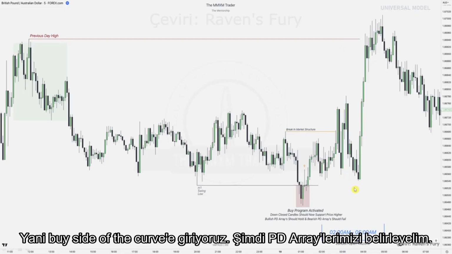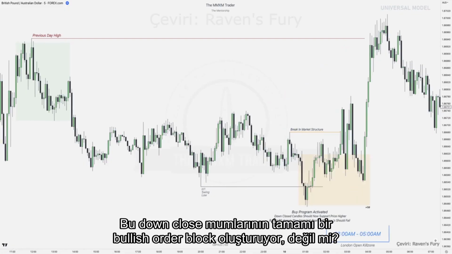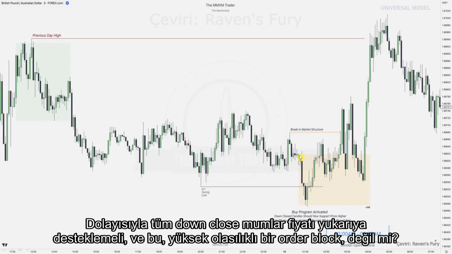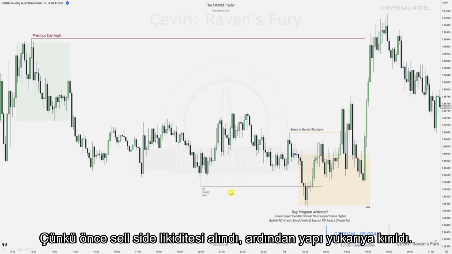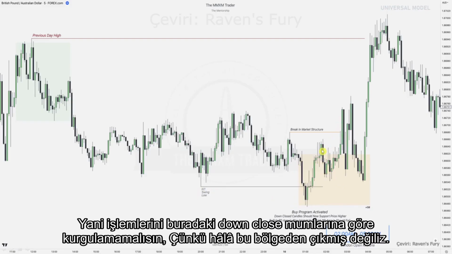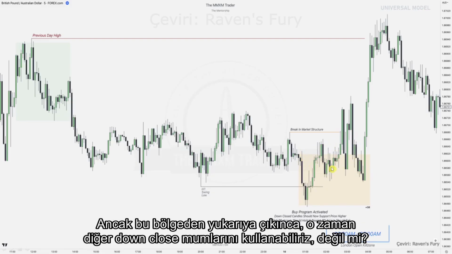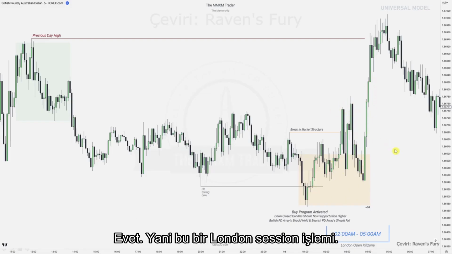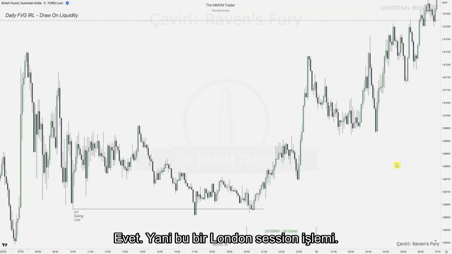Now let's outline our PD arrays. We've got this whole set of down close candles being a bullish order block, right? So we're in a buy program, so all down close candles should support price up higher, right? And this is the highest probability order block, right? Because we take out sell side liquidity and break up structure afterwards. So you shouldn't frame your trades on these down close candles down here, right? Because we're still not leaving this area. And then until we do leave this area up here and higher, then we can use the other down close candles, right? So that's a London session trade.